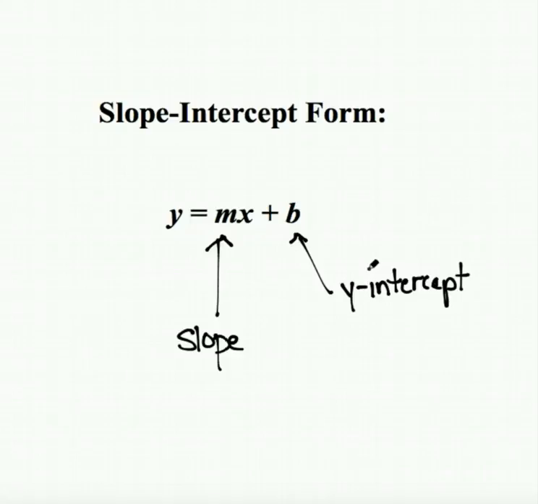Okay, so we have 2 key pieces. We have slope and y-intercept. Y equals mx plus b. That's the form of the equation that we're going to write all of our lines in. Okay, all lines are going to be in y equals mx plus b form.